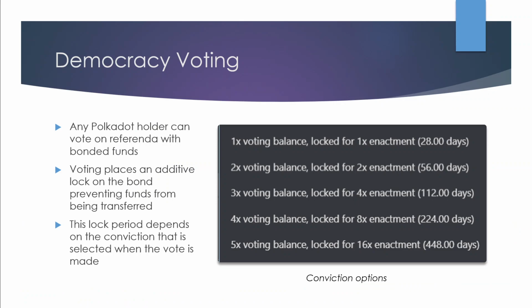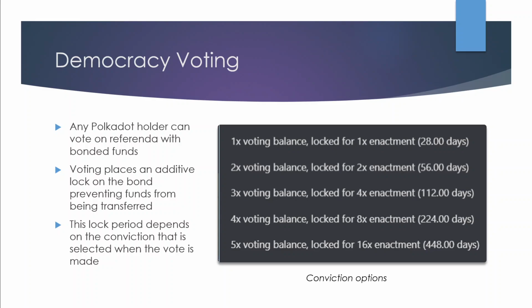Democracy voting. Any Polkadot holder can vote on referenda with bonded funds. Voting places an additive lock on the bond, preventing funds from being transferred. So that word additive, I will discuss it a little more in the next slide. This lock period depends on the conviction that is selected when the vote is made.